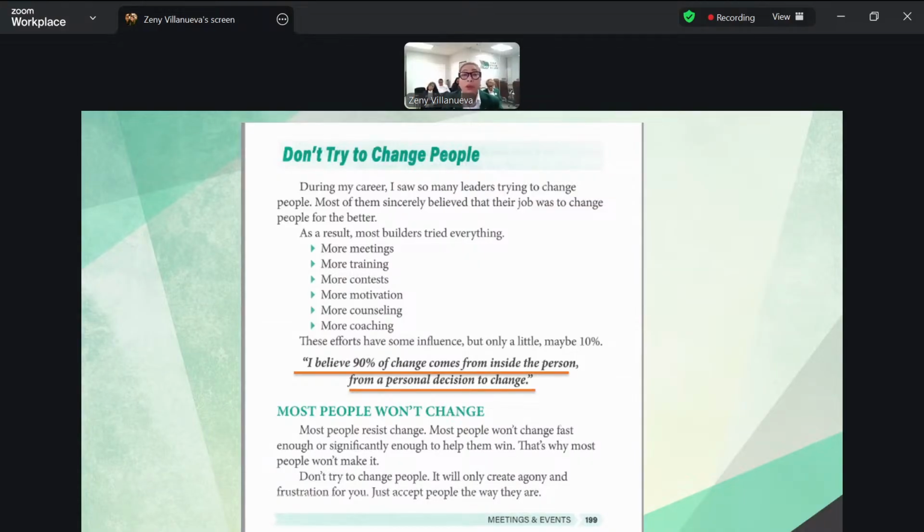But if I bring them to a big event, something will trigger and help them see where they want to go in their future. Most people won't change. People resist change. Most people won't change fast enough or significantly enough to help them win. That's why most people won't make it. A lot of people quit too soon in this business because they're very unclear of what they want or of where they are going. Don't try to change people. It will only create agony and frustration for you. Just accept the people the way they are.